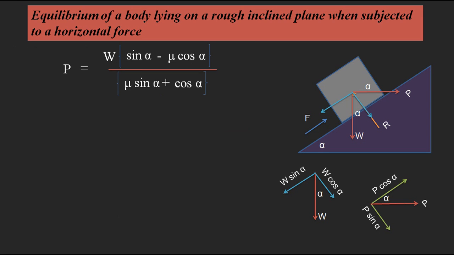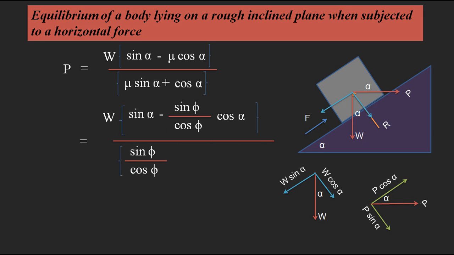Okay, so in this equation try to substitute the mu formula: sin alpha minus (sin phi by cos phi) into cos alpha, divided by (sin phi by cos phi) into sin alpha plus cos alpha. Okay, now take the LCM of cos phi. Automatically the cos phi in the denominator will get cancelled. Then we need to multiply with the remaining sin alpha term, and here the cos alpha term, for completing the LCM.